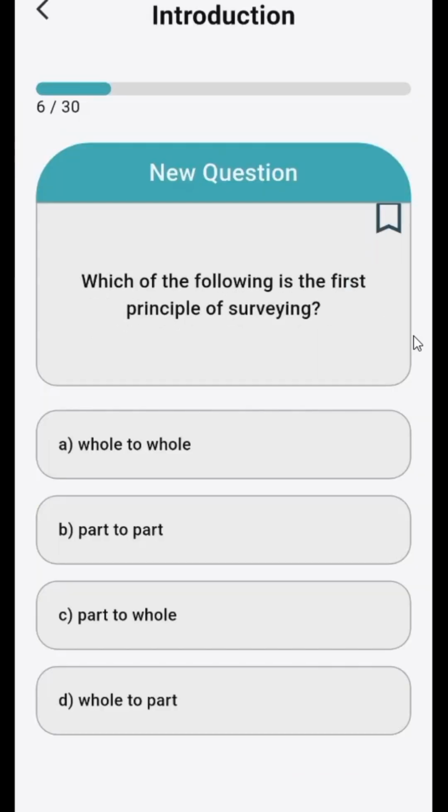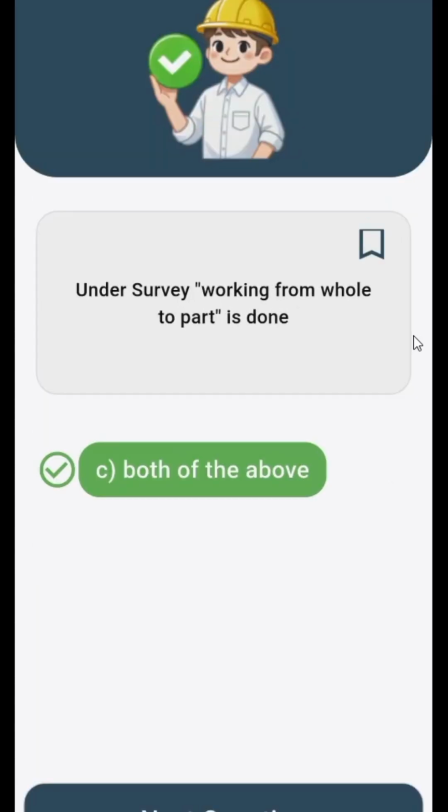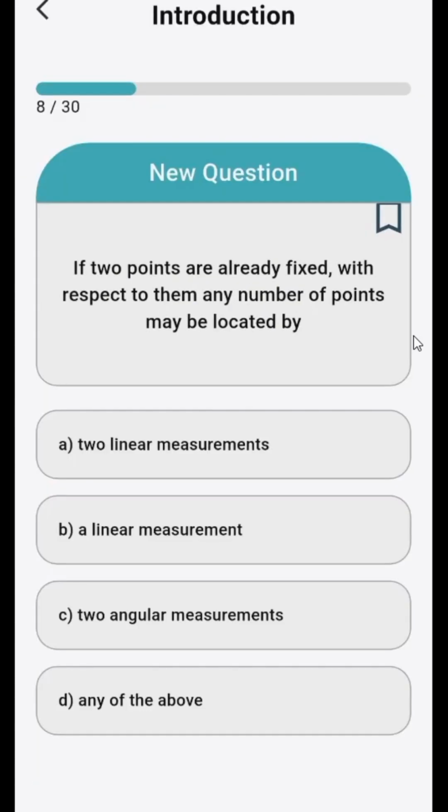Which of the following is the first principle of surveying? (A) Whole to whole, (B) part to part, (C) part to whole, (D) whole to part. In surveying, working from whole to part is done (A) to prevent the accumulation of errors, (B) to localize the errors, (C) both of the above, (D) none of the above. If 2 points are already fixed, with respect to them, any number of points may be located by (A) 2 linear measurements, (B) a linear measurement, (C) 2 angular measurements, (D) any of the above.